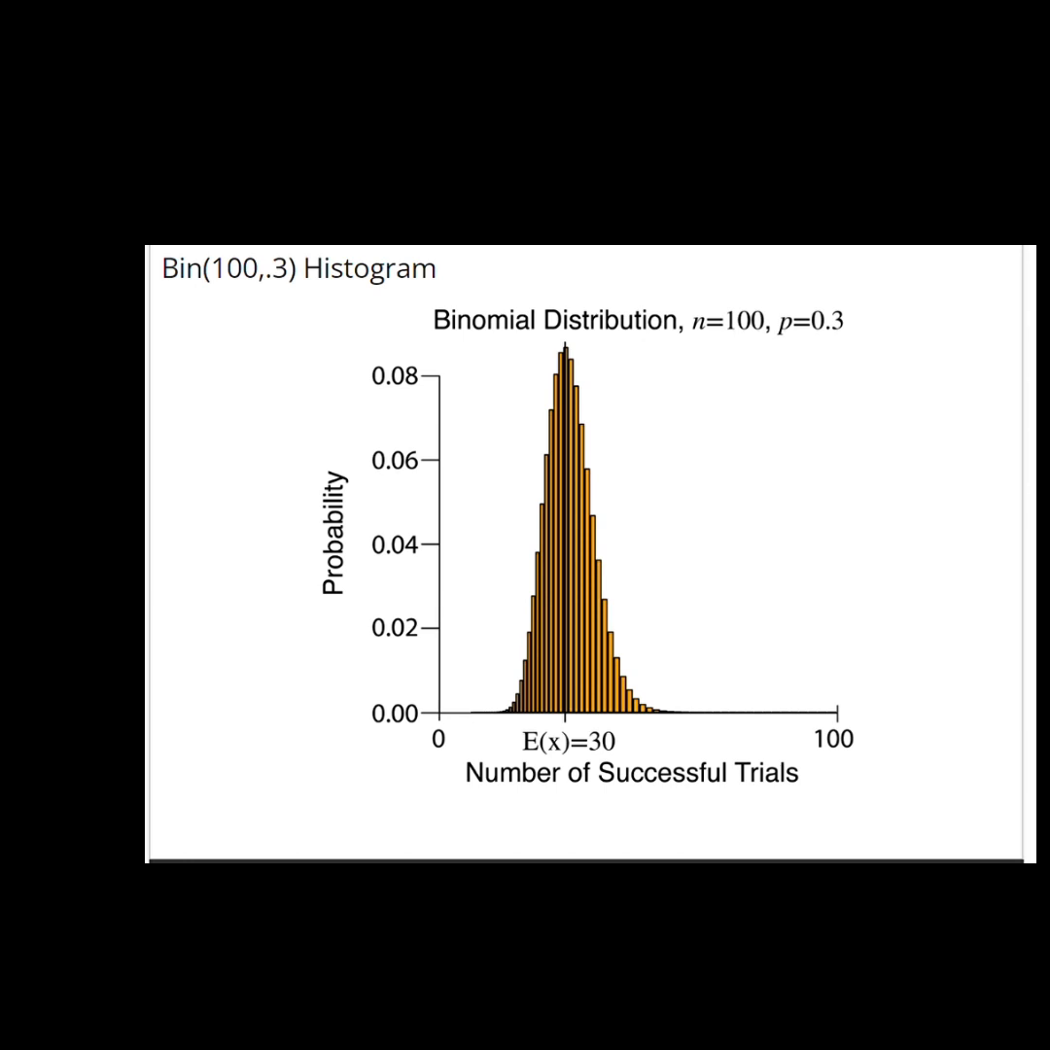And on this slide, we've plotted a similar probability histogram with p equals 0.3, same value of n equal to 100. And you'll notice it has the same shape. It's shifted somewhat to the left, but otherwise the shape is similar.